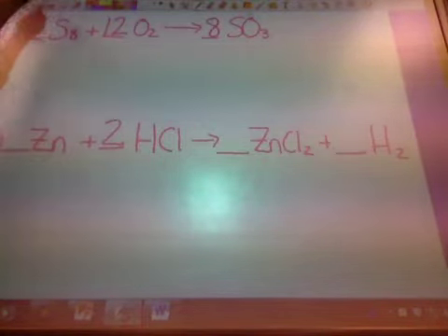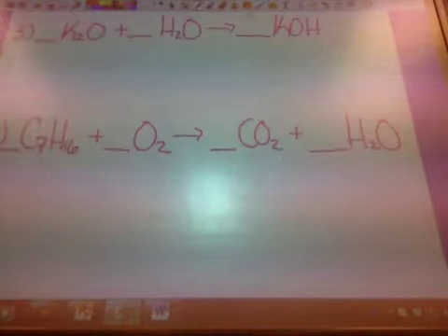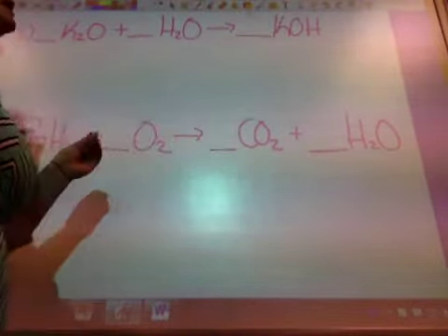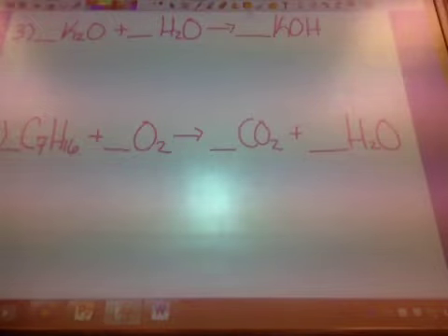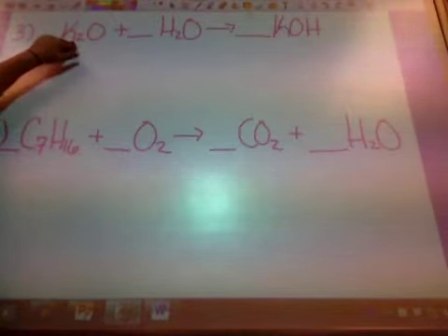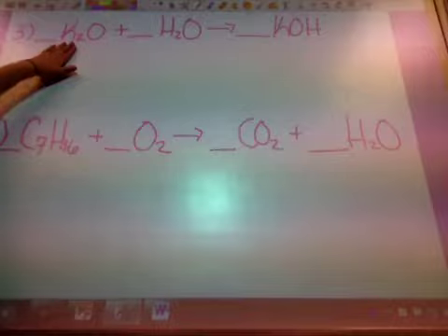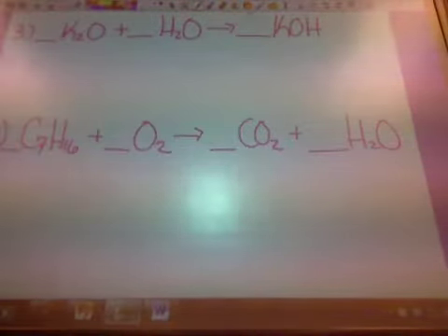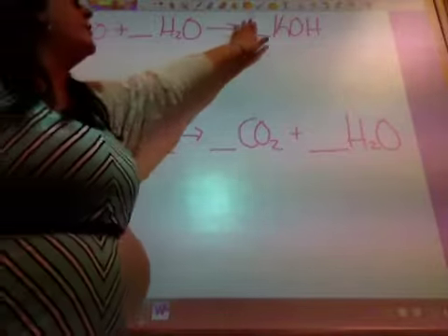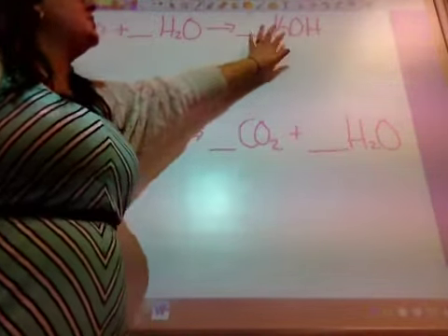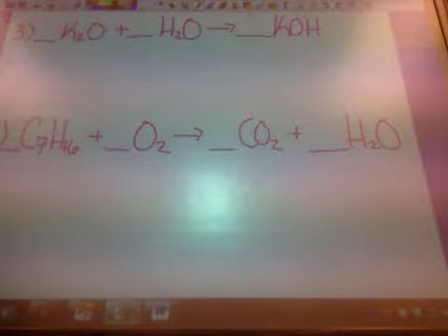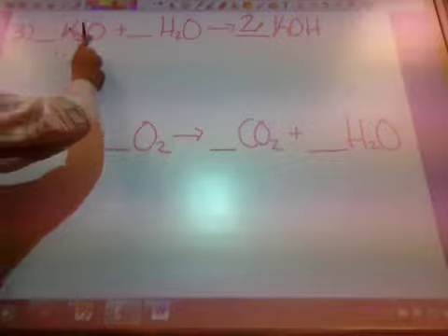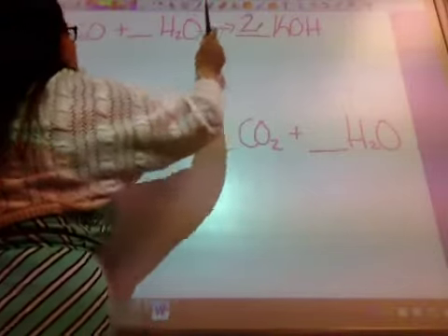Okay, let's move on to the third example. I have potassium oxide plus water makes potassium hydroxide. So I have 2 potassiums on my reactant side, but I only have 1 over here on the product side. So what number should I write in front of potassium hydroxide to make sure that I have 2 potassiums? We should add a 2 here. So now I have 2 potassiums here, I have 2 potassiums here.